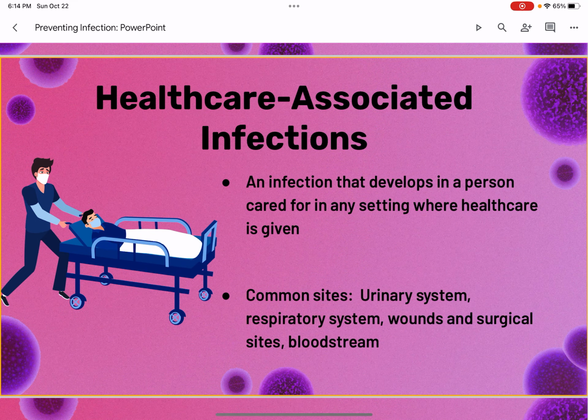A healthcare-associated infection is an infection that develops in a person cared for in any setting where healthcare is given. Common sites are the urinary system, respiratory system, wounds and surgical sites, and the bloodstream. It's also known as a nosocomial infection.